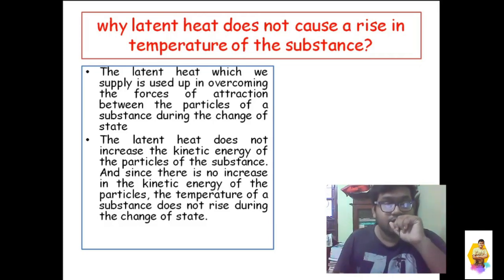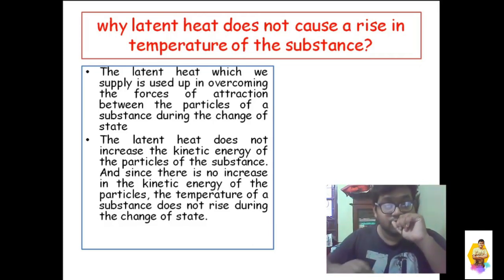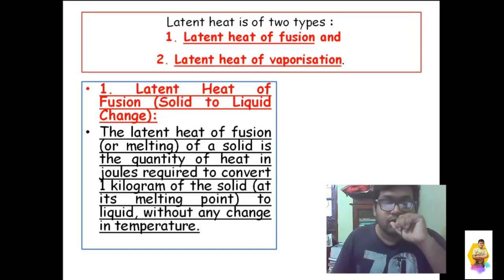For example, if you apply the latent heat in a ice, so what is going to happen? The ice will be converted into water, but the temperature of that particular water will be 0 degree Celsius. That means there is no change in temperature, only a change in the state. So now latent heats are of two types. One is latent heat of fusion and the other one is latent heat of vaporization.